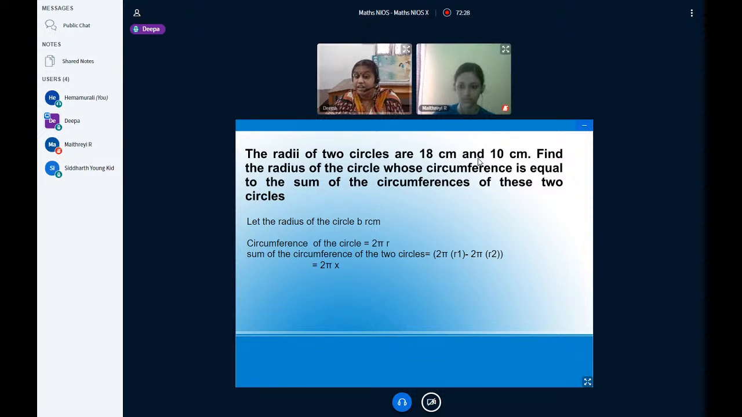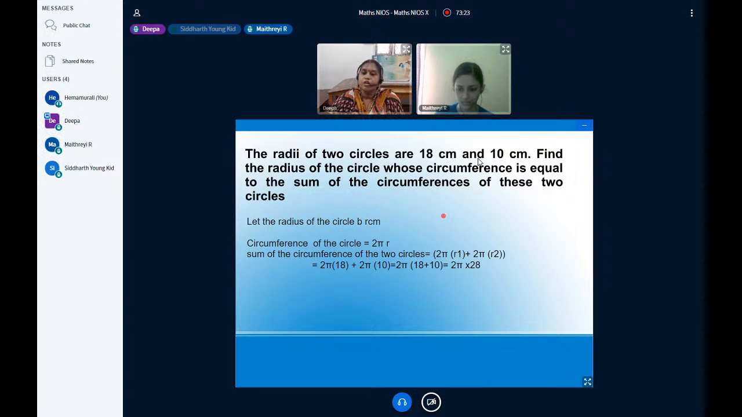We are not finding the area of the circle, right? That's what I'm checking. We are finding the circumference, no? So 2 pi r only. What is the r1? 18 centimeters, and 2 pi r2 with r2 as 10. Now we are summing the circumference, so can we take the 2 pi as common? 2 pi into 18 plus 10 is equal to 2 pi into what? 28.